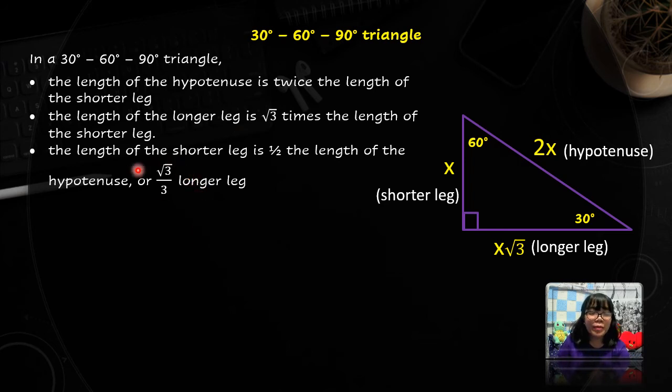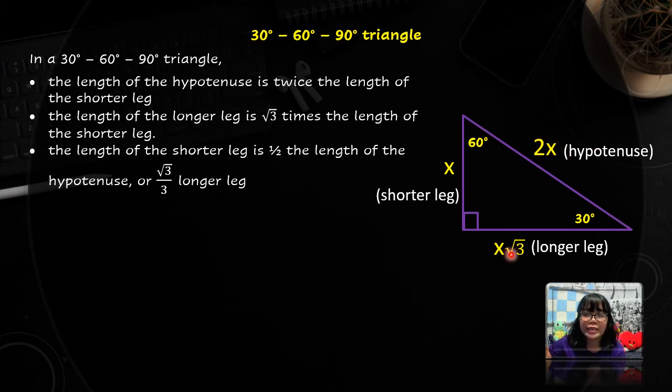Or you can simply multiply the longer leg by square root of 3 divided by 3, because there will be a rationalization on the final answer if we will be dividing any length of our longer leg by square root of 3. So, para sure na lang, you can multiply your longer leg by square root of 3 divided by 3. So, say for example, we have here your triangle.